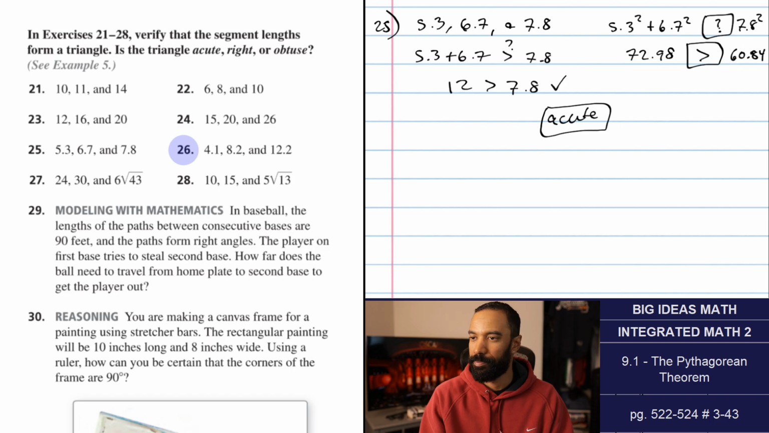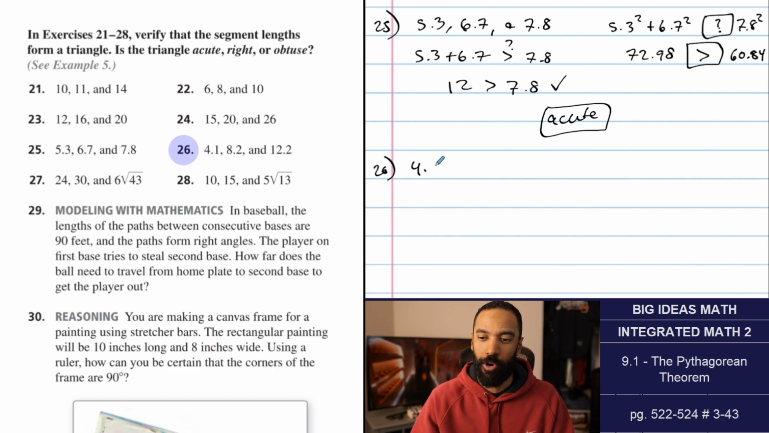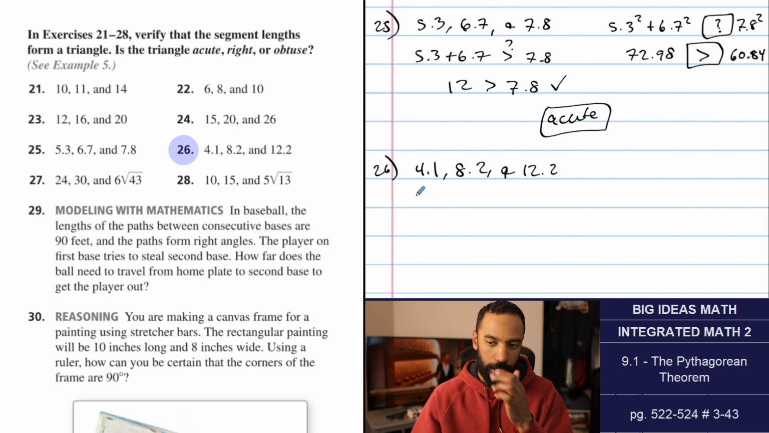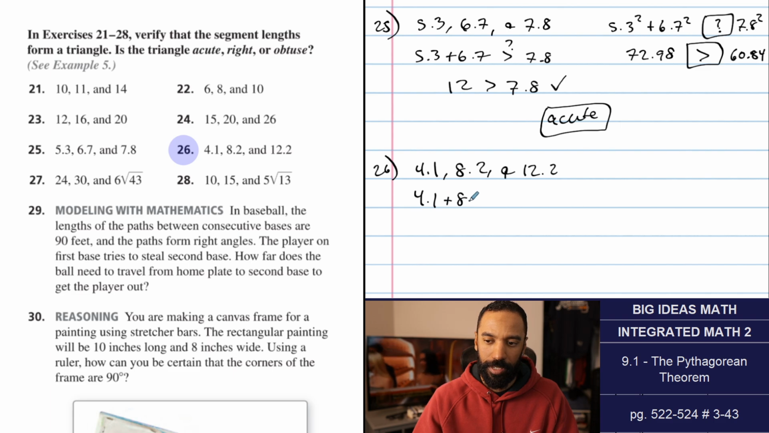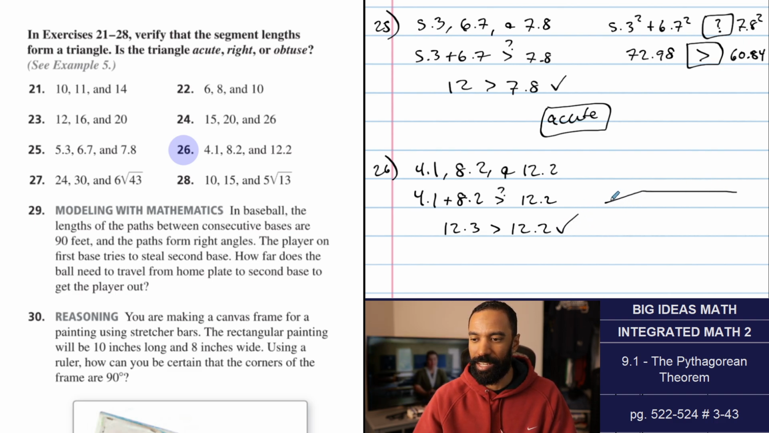Number 26. Ooh, this is close to pushing the bounds of not being a triangle, which is something that would be indicative of an obtuse triangle. 4.1, 8.2, and 12.2. So 4.1 plus 8.2, is it greater than 12.2? Barely. It's 12.3. Still makes a triangle, but by the skin of its teeth, maybe something like this, which means this is probably a very obtuse angle here.